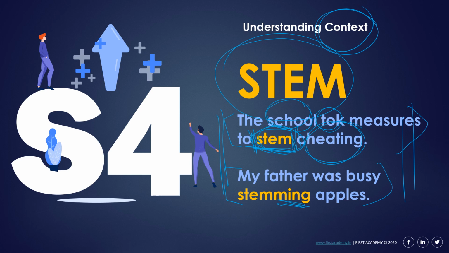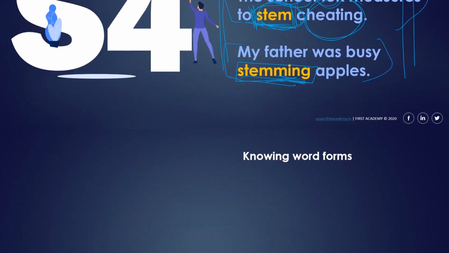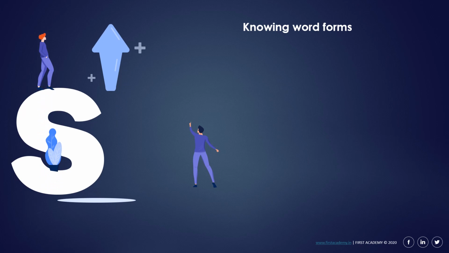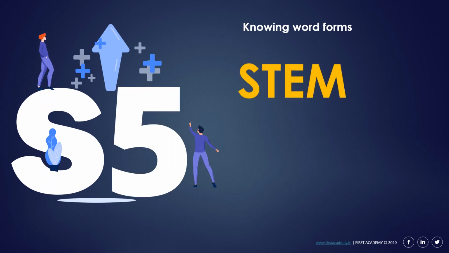But in the next sentence, my father was busy stemming apples. What does this mean? Now for this, you'd have to go back to a dictionary and figure out what that word means. So how do we start figuring things out? Now to figure things out, we need to do something which would take us into the next step. Step number 5 is knowing word forms. Now, what do you mean by knowing word forms?